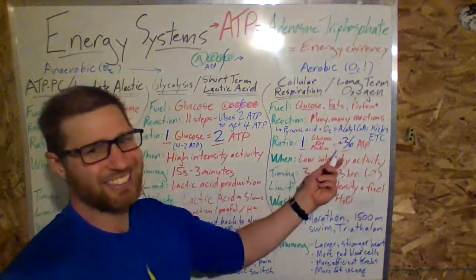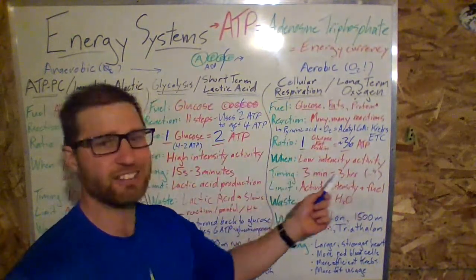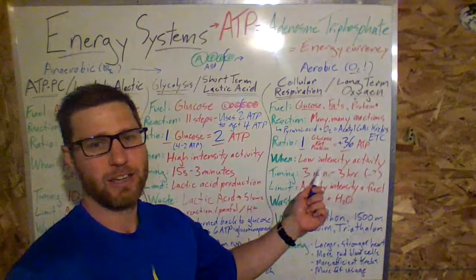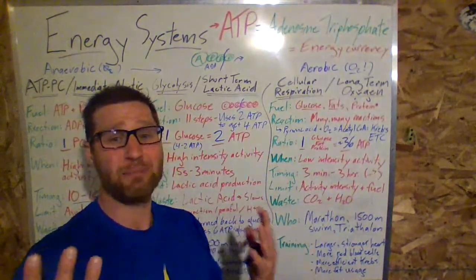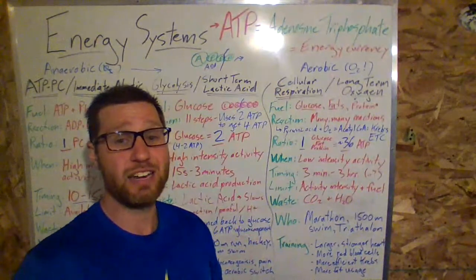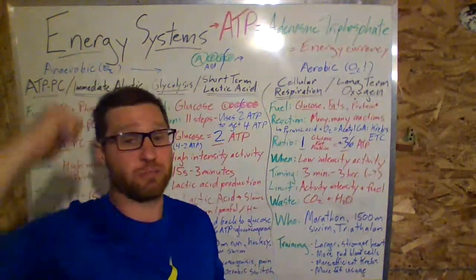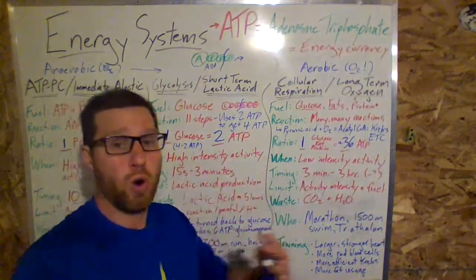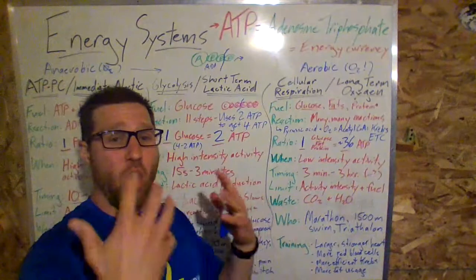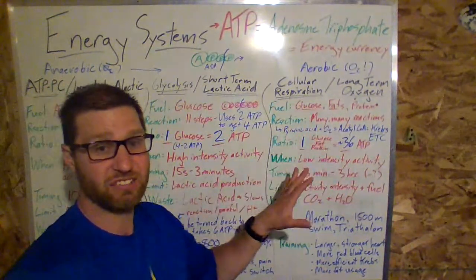Now you can only get this if you have enough oxygen. You only have enough oxygen if the activity is a low enough intensity. If I'm going at a super high intensity, I need a lot of energy fast, I don't have time to suck in all the oxygen that I need in order to run the system, then I'm going to use the other systems. But if I have a lower intensity where I can constantly get all the oxygen that's required, then it's going to utilize this system.